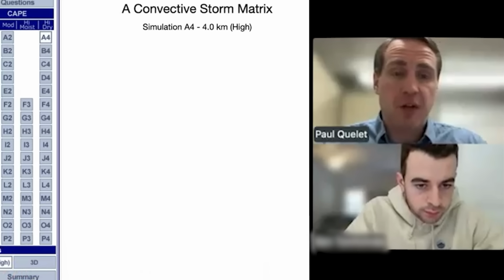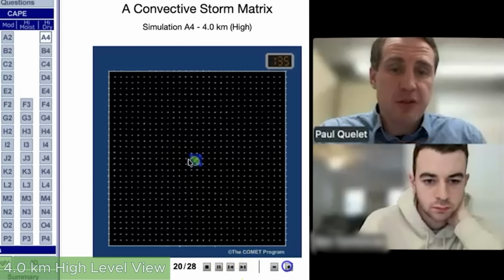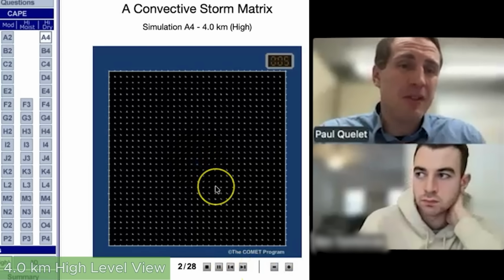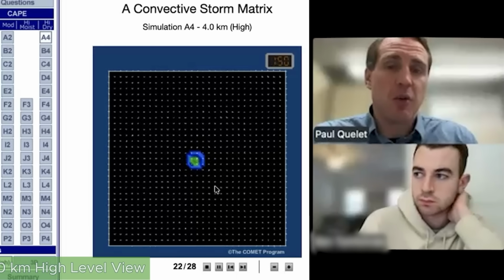Let's look at 4 kilometers. This is kind of like mid-levels, especially with storms. So again, not much happening, maybe even a little bit less organized than we had before, because I think of the low amount of moisture.